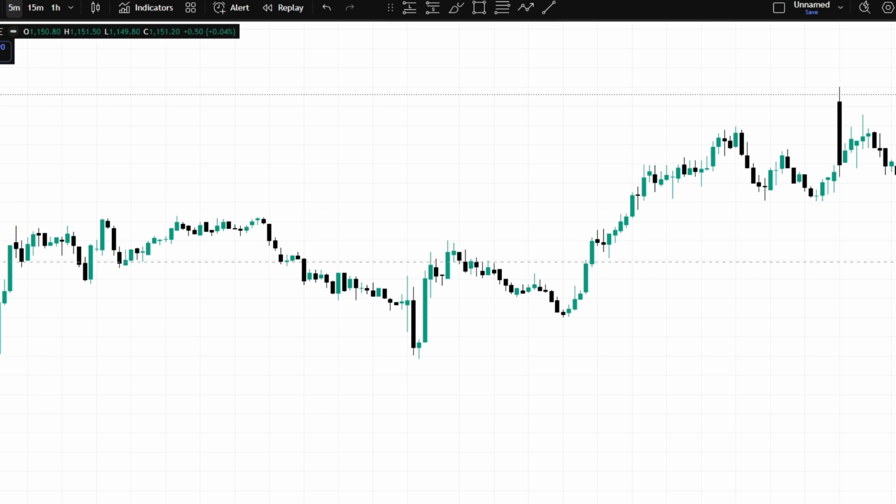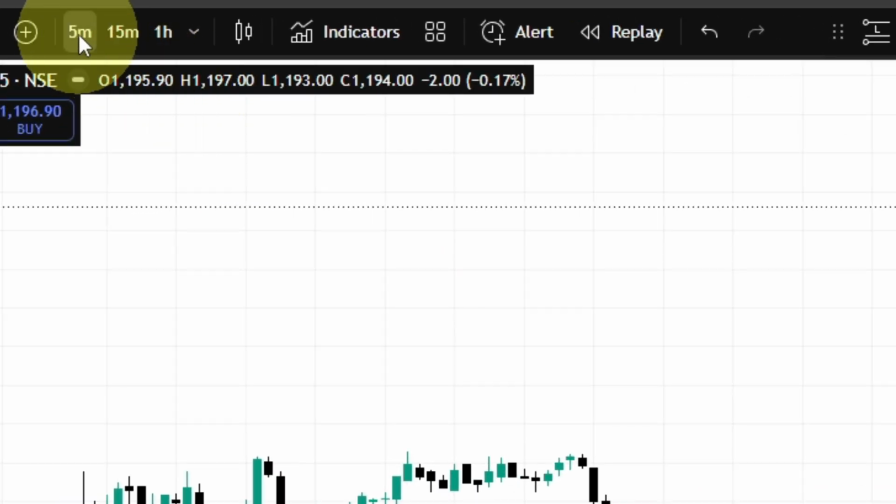To apply this strategy, first we need to open our trading chart on our trading platform, whether it is stocks, crypto, forex, options or futures. Whatever you like, just open your trading chart first. After that, we need to choose our time frame from these options. We will choose 5 minutes because today we are going to learn an intraday strategy.